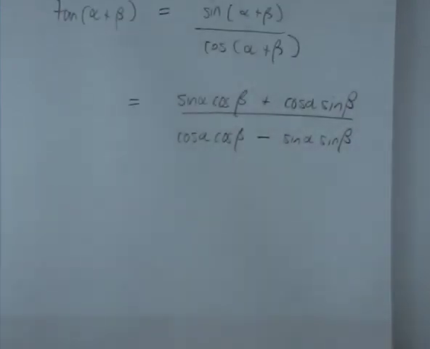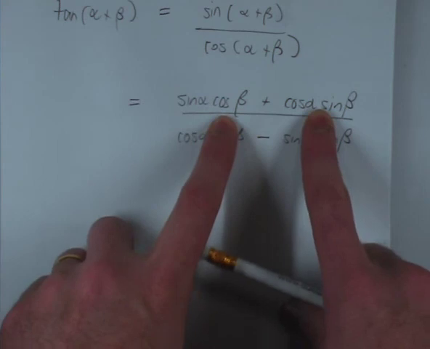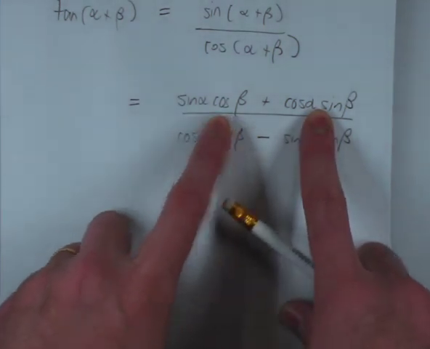Okay, so I also remember them because they match with the double angle formulas, which I find easier to remember. So I know that sine of 2 alpha is 2 sine alpha cos alpha, so I know that sine has to put the sines and the coses together. Otherwise it wouldn't come out right if beta is alpha.